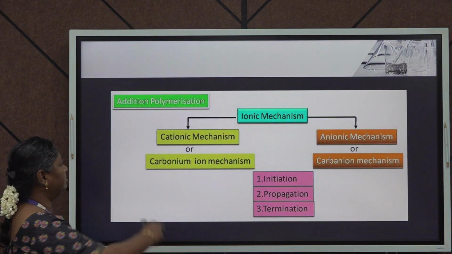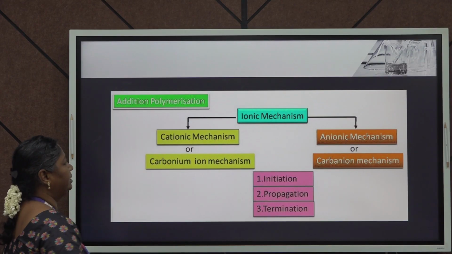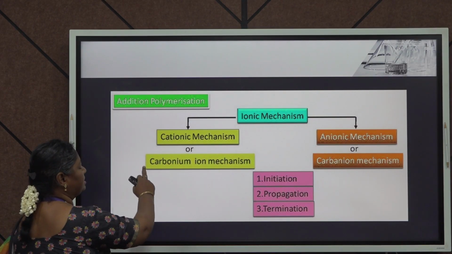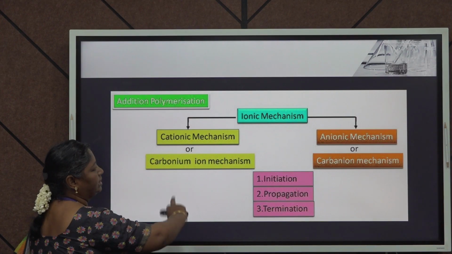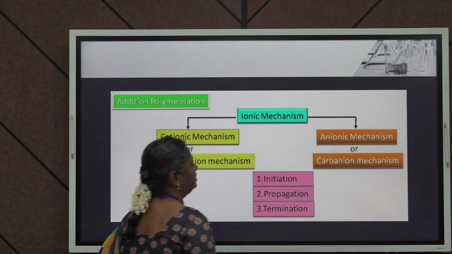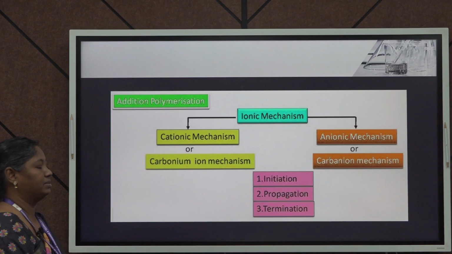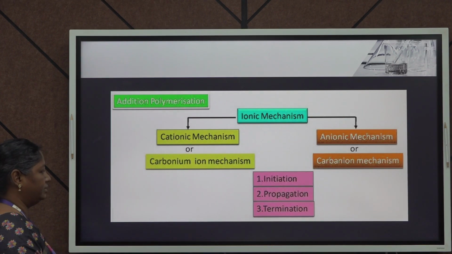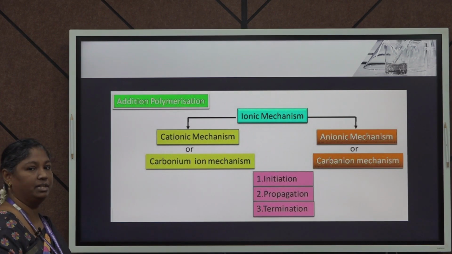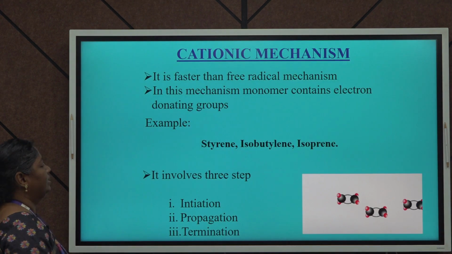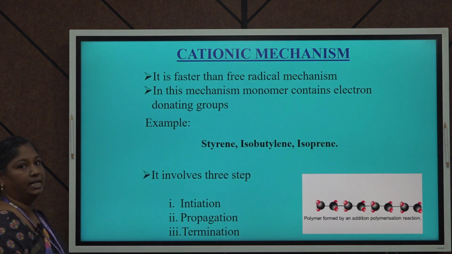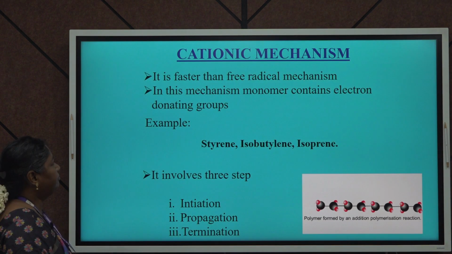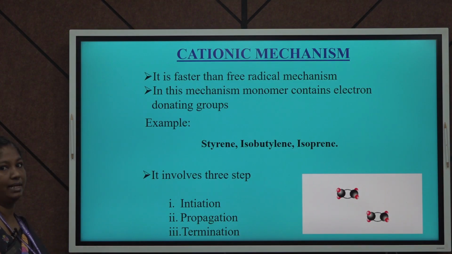In the ionic mechanism we have the cationic as well as the anionic mechanism. In the cationic mechanism we will be using the carbonium ion, whereas in the anionic mechanism we will be using the carbanion. In this also we have initiation, propagation and termination steps. First we see the cationic mechanism. It is faster than the free radical mechanism.